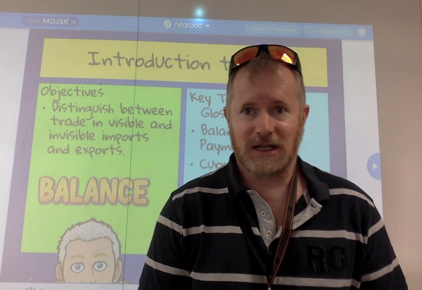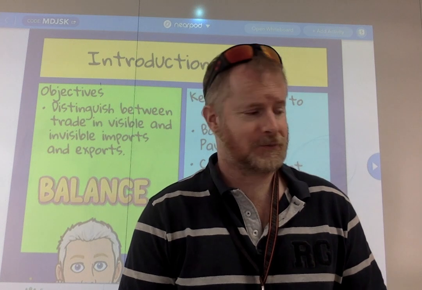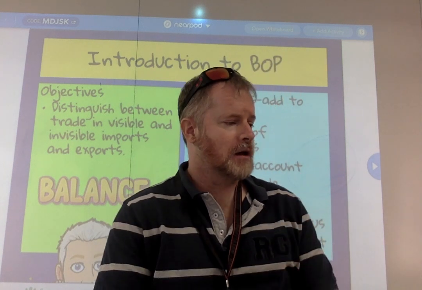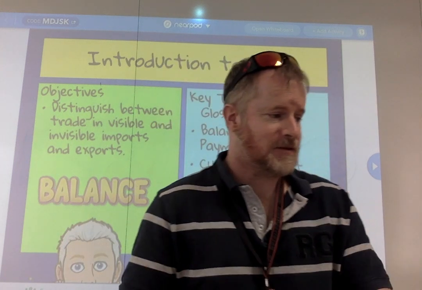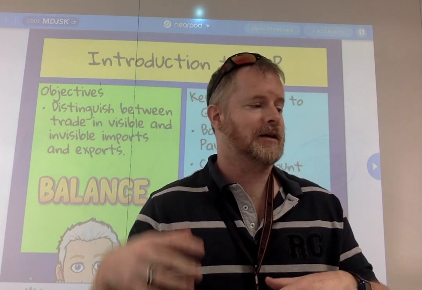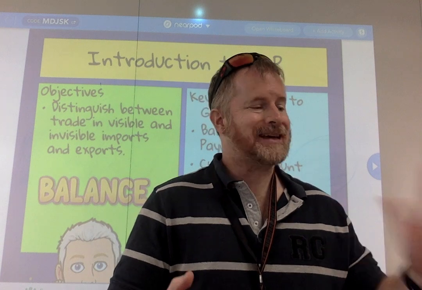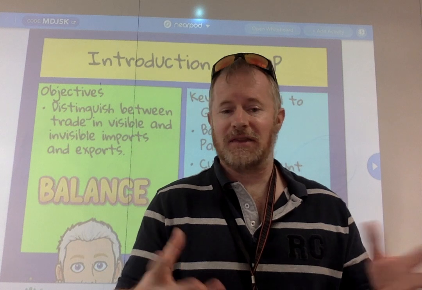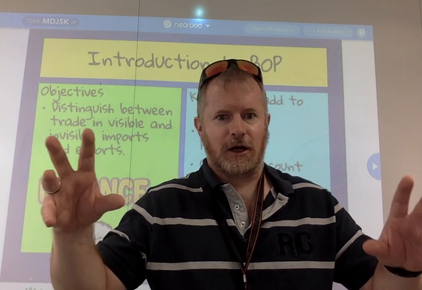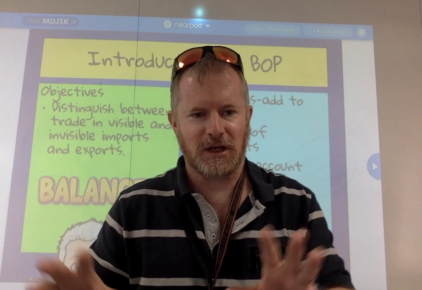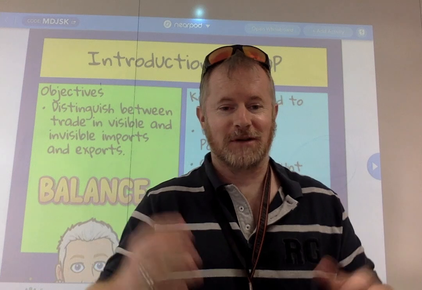And it's not the 1980s dance move. It is, in fact, the balance of payments. So what we're going to need to do is distinguish between, so figure out the difference between, trade in what's called visible exports and imports, and invisible exports and imports. I like the language that gets used there, because invisible kind of sounds like ghosts. Ooh, spooky. It's almost October. We can ghost it up.